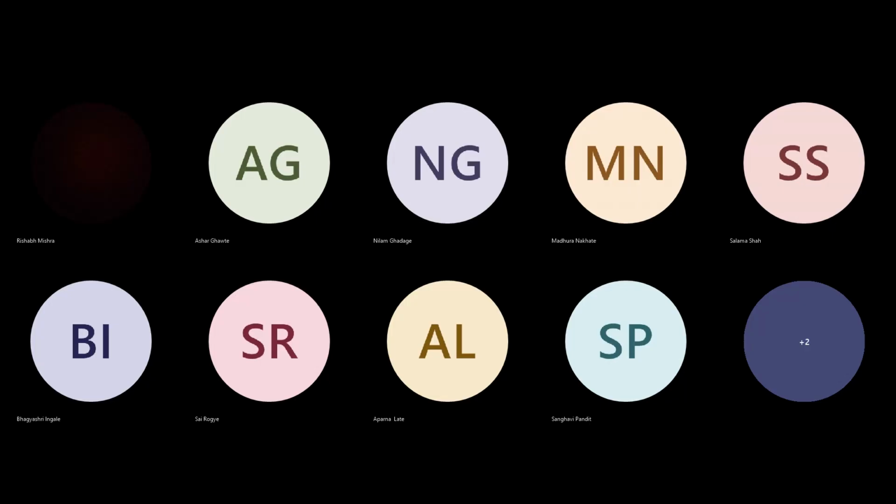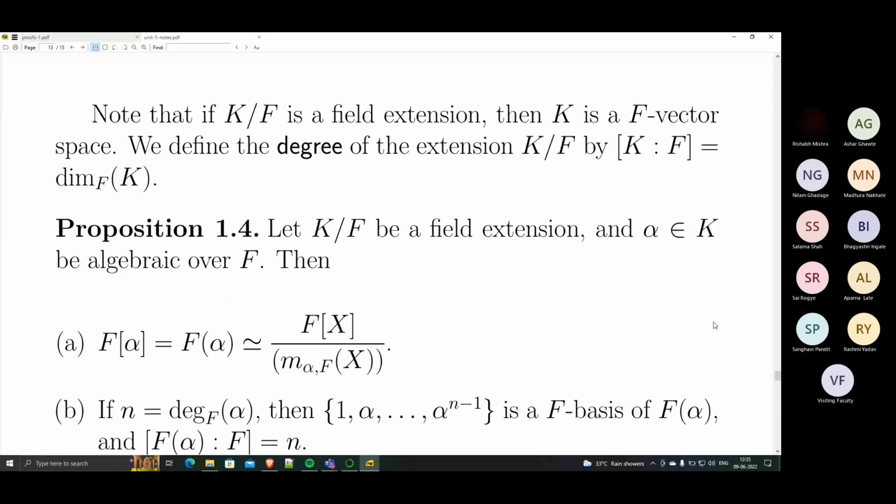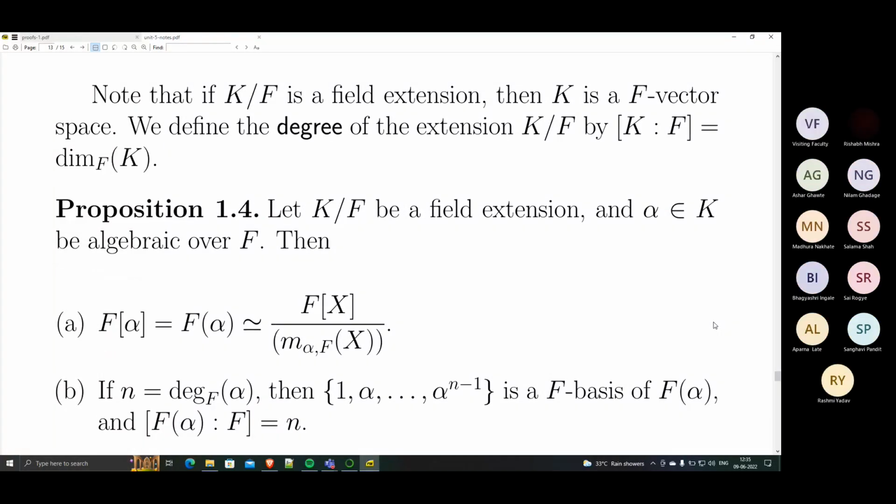So now let us do some theory. Note that when you have K over F as a field extension, you all know what is the definition of vector space, right?